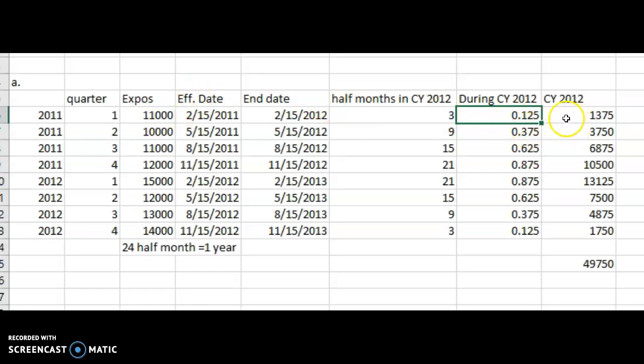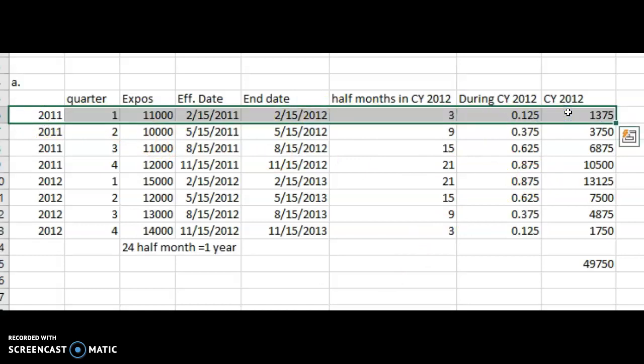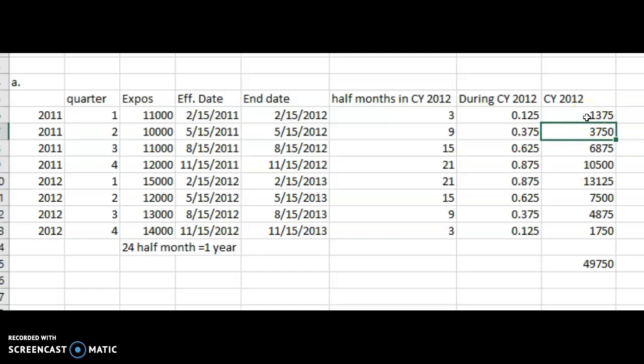Now we multiply the proportion by the exposure, and it will be 1375 right here. This is how we get the first policy, and we use the same method to get the rest of the policies. Once we get the exposure for each policy, we sum it up, and we will get the answer.